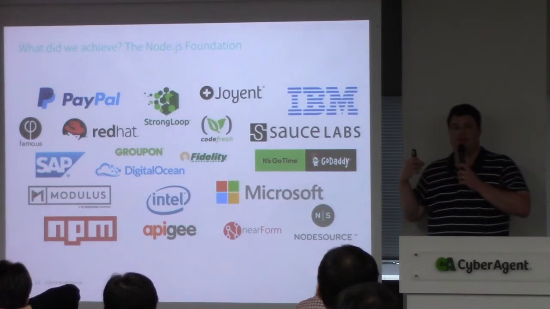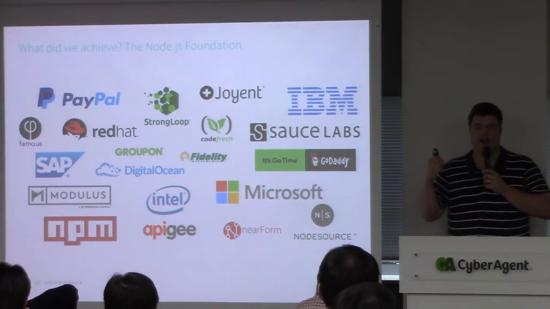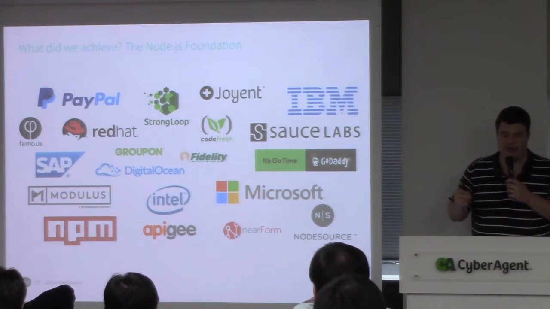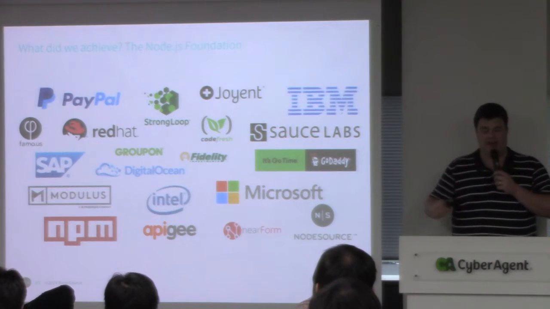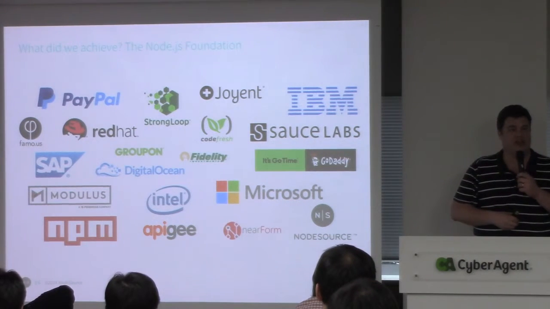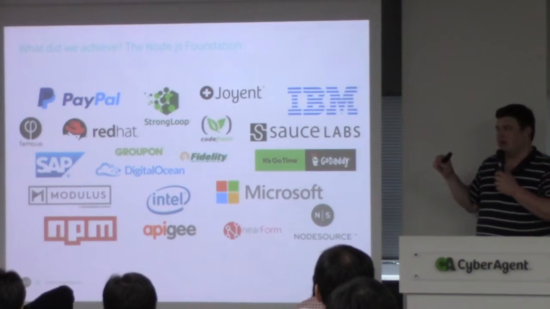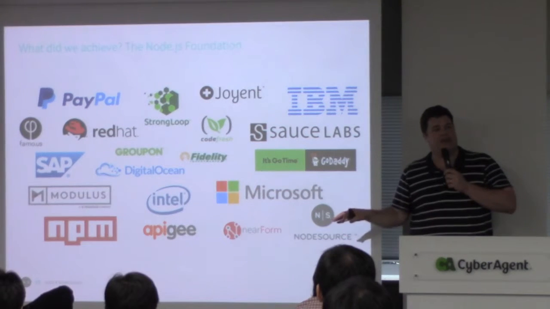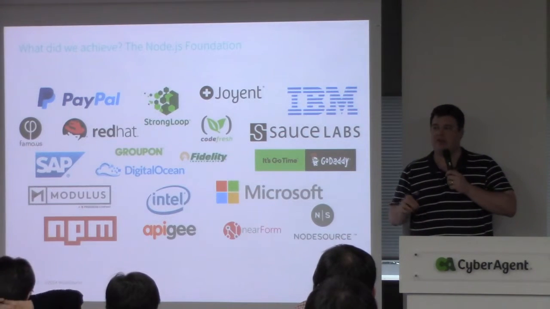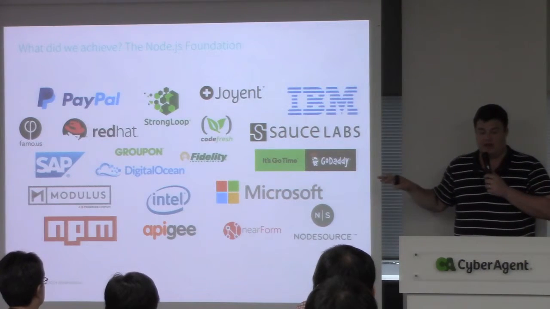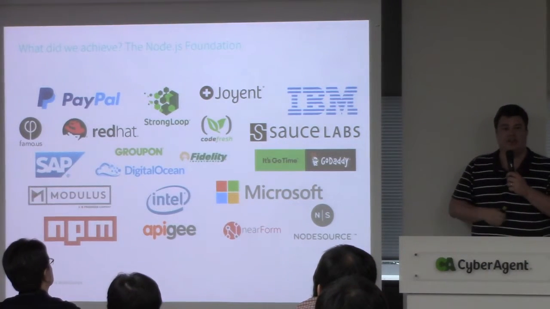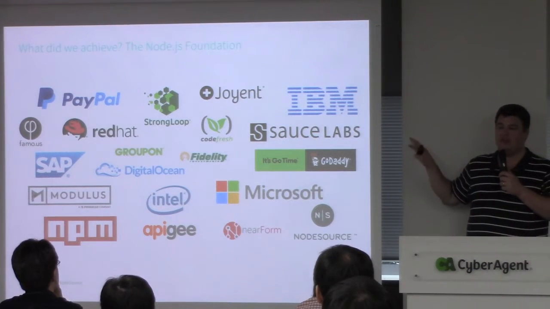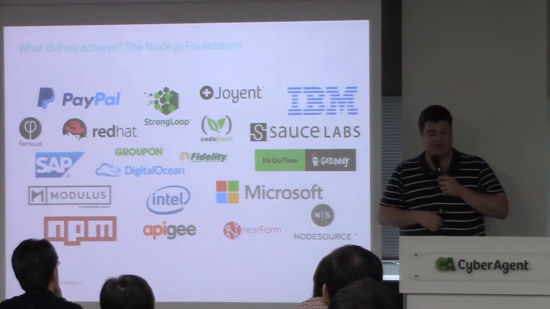The last main point is the foundation. We achieved the foundation. We now have a formal body that can help manage the project. Now, these companies on this chart, they have all contributed financially to supporting the Node Core project. I don't want you to think that they are contributing in order to control the project. They are contributing because they believe in the future of Node and they believe in what we're doing. So at the board level for the foundation, they exist to help the technical team run the project. So these companies don't control Node, they're investing in Node because they believe in Node.